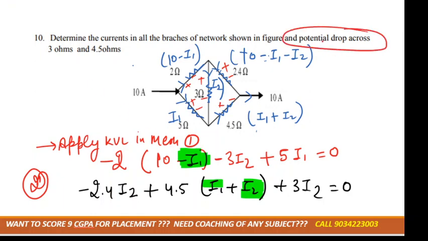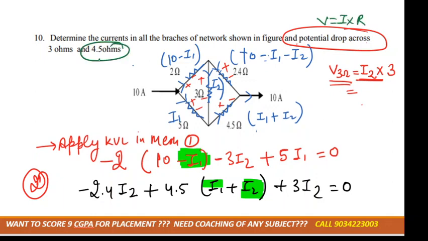But see what they are asking. They are asking the potential drop across 3 ohm. So in this 3 ohm, how much is the current flowing? That is I2. So I2 multiplied by 3. Whatever value you get, put it in this equation, then you will get the voltage across 3 ohm, right? As according to Ohm's law, V is equal to I multiplied by R.